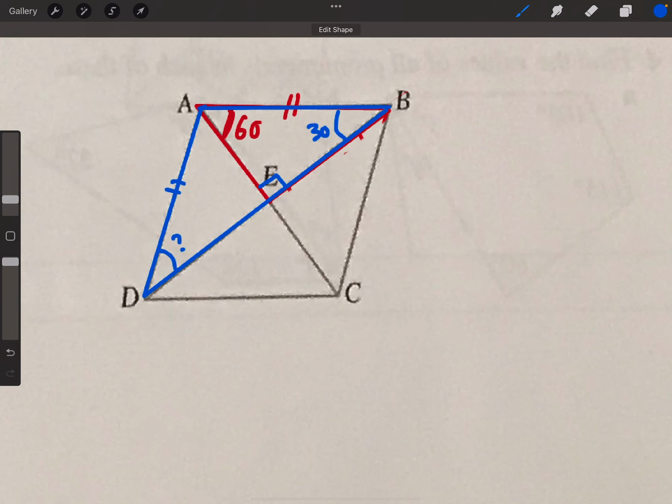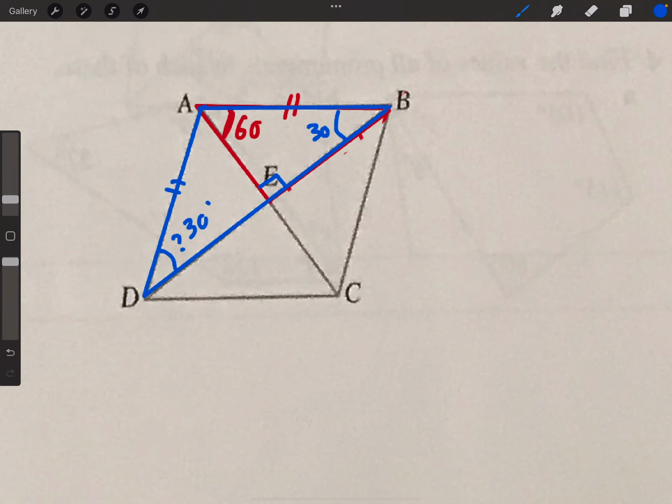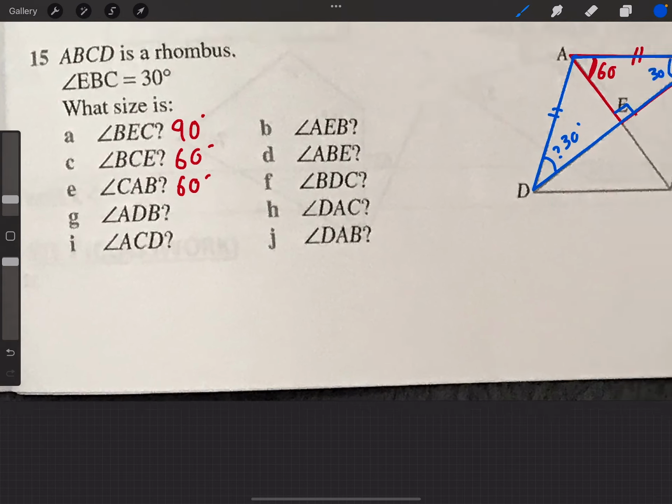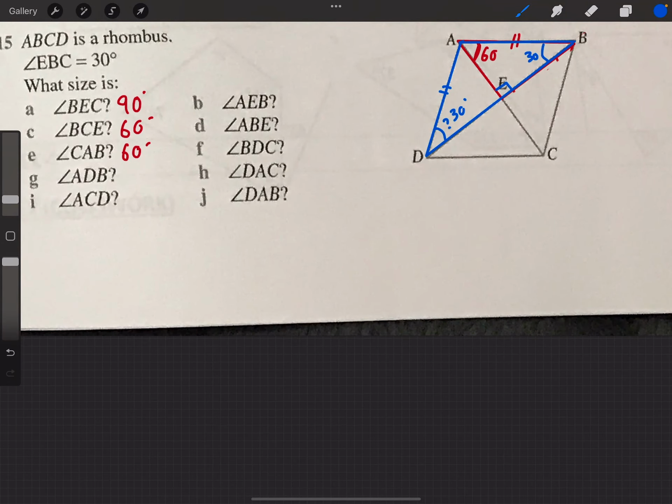So if that's 30, you can see this is an isosceles triangle. This must also be 30 degrees. So where was I up to? ADB. Yes, this is 30 degrees. That's the one that's referring to this one here. Next one is ACD. So it's talking about this one here. What's that one? Well, we know this is 90, and this is going to be 30 and that's going to be 60. So that's 60 degrees.